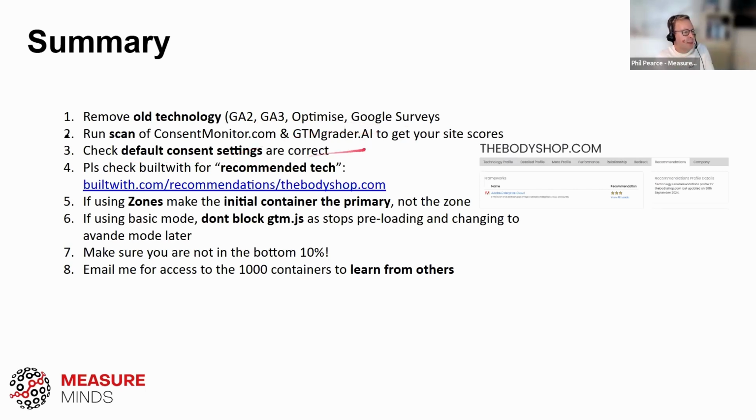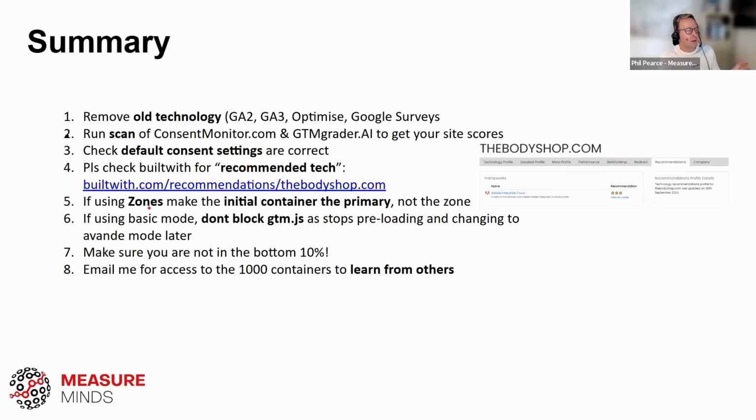Lots of problems with default consent. I was amazed how many big sites have got that wrong. BuiltWith also recommends technology that should be used. So there's a little recommended tab here. It will say, maybe you should switch to this CMP or this CMS. If you haven't checked that out, go check it out. It's got some good recommendations and suggestions in it based off a tech stack distribution.